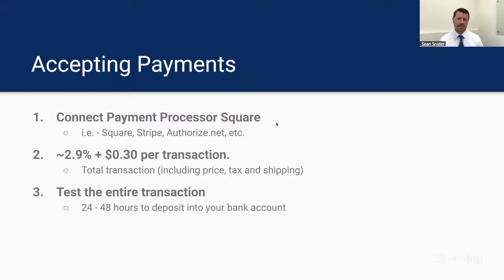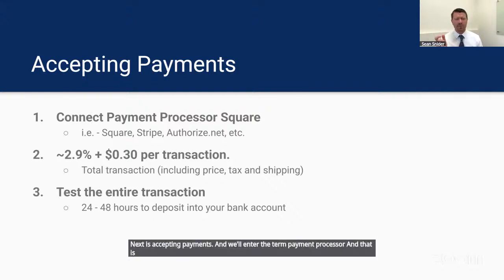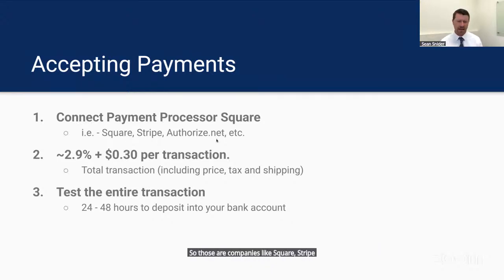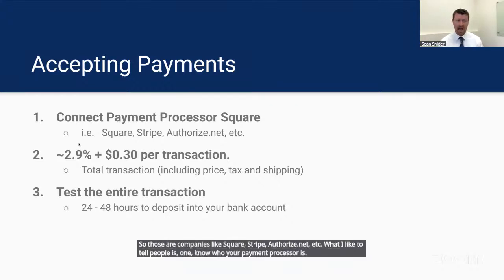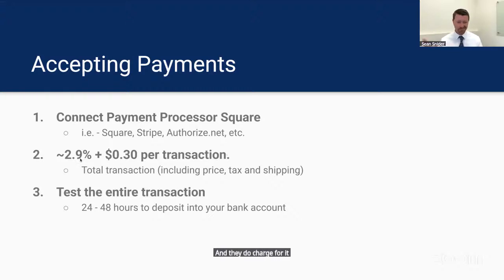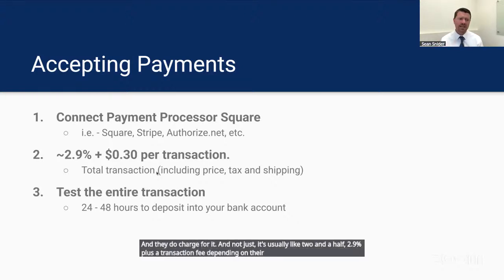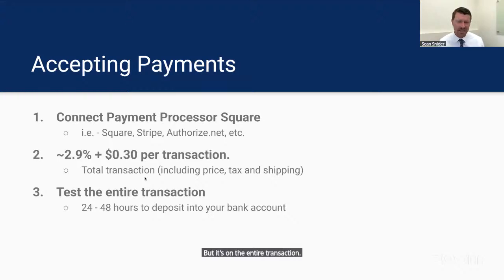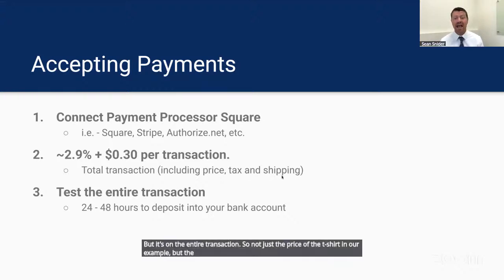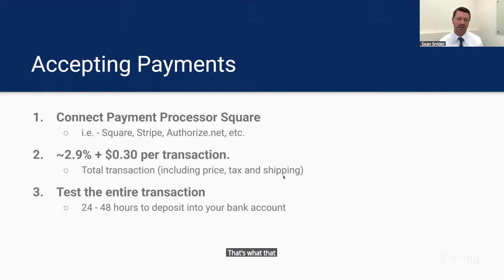Next is accepting payments, and enter the term payment processor, and that is the middleman between you and your customer, the company that securely takes money from your customer's bank account and places it in your bank account. So those are companies like Square, Stripe, Authorize.net, etc. What I like to tell people is, one, know who your payment processor is, and they do charge for it. It's usually like 2.5, 2.9% plus a transaction fee, depending on the plan you're on. But it's on the entire transaction. So not just the price of the t-shirt in our example, but the price of the t-shirt plus tax and shipping. That's what that 2.9% is calculated based on.